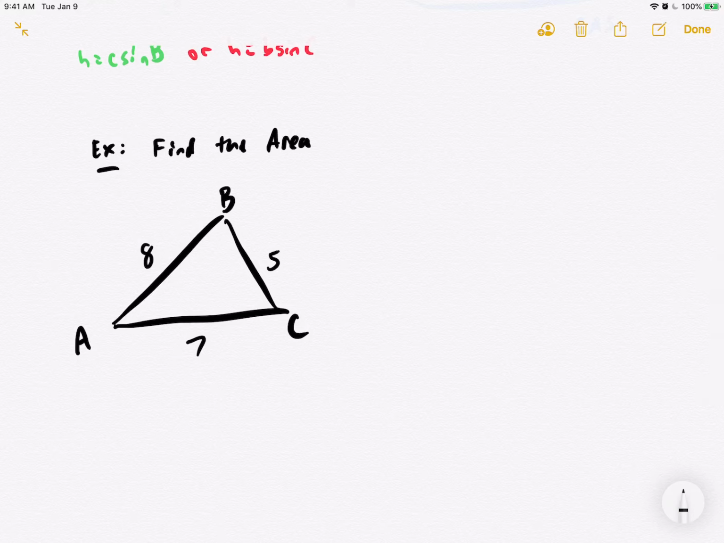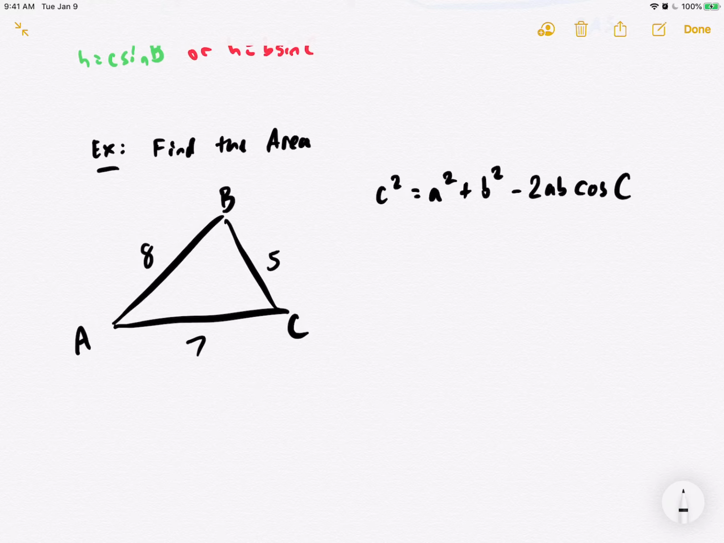And I'm going to try to find angle C. The way I'll find it is using the law of cosines. The law of cosines is helpful here because I know 3 sides in the triangle. So c squared equals a squared plus b squared minus 2ab cosine of C.